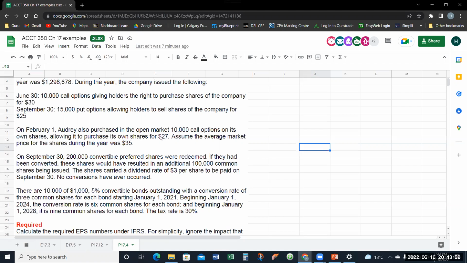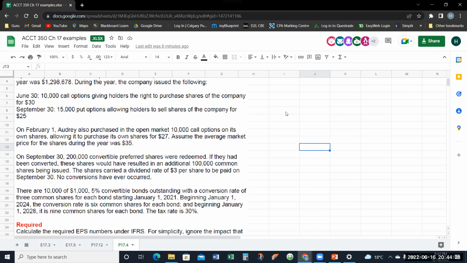Now, if the company can buy back its own shares for $27, it's going to make a profit, right? The average market price is $35. So this one's not dilutive, because when you buy back your shares, the total number of shares goes down, right? The denominator is going to go down. So if a company buys call options, that's not dilutive. Okay, so leave that aside. This is a kind of a red herring.